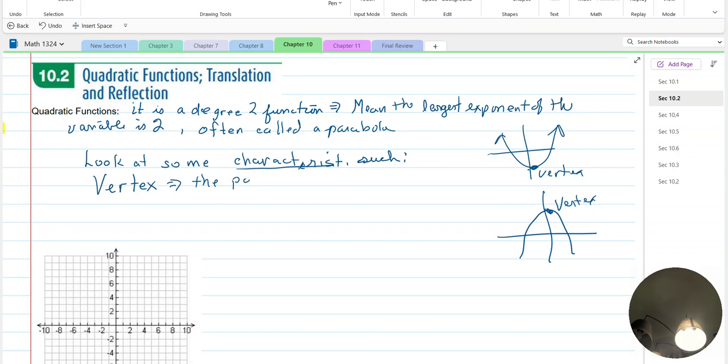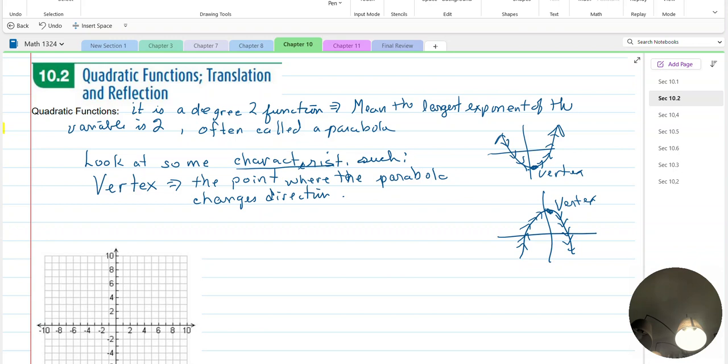A point of where the parabola changes directions. So let's look at that. Here it was going down, and then it changes direction and goes up. Here it is going up, and then changes direction and goes down.